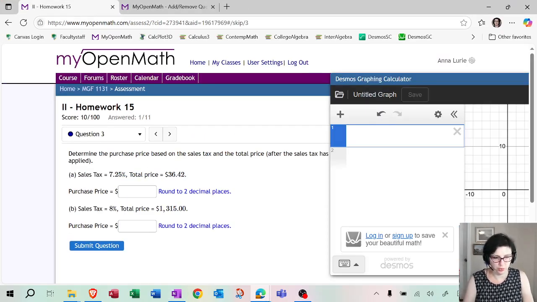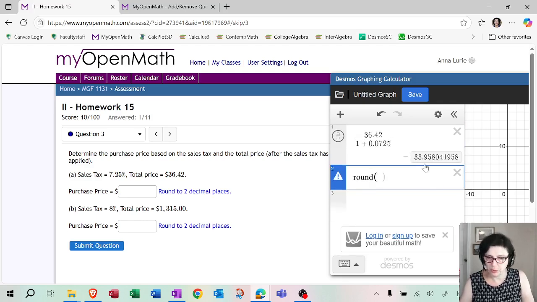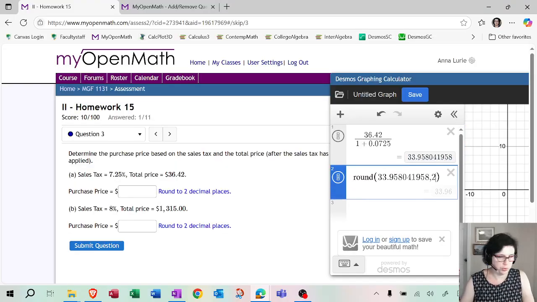Okay, and that is going to allow us to find the purchase price. So let's take the total price again, and we're going to divide it by 1 plus the sales tax in decimals. And that should be rounded to 2 decimal places, which is what they're asking us to do, and that would be 33.96.